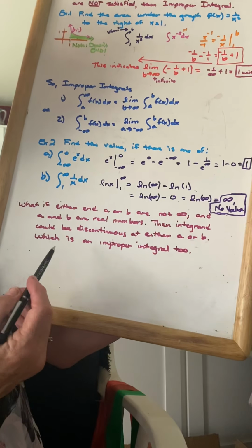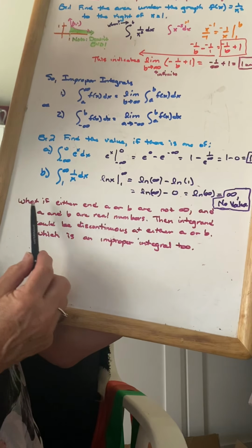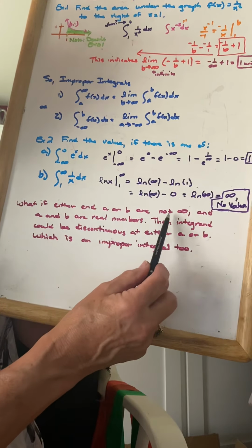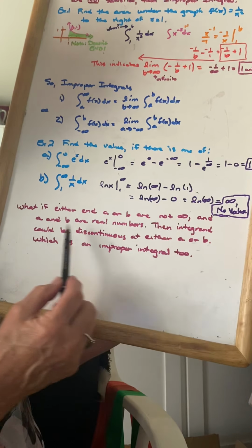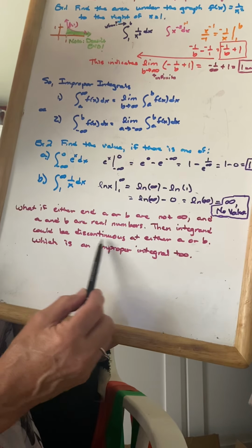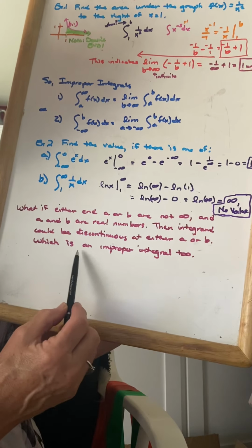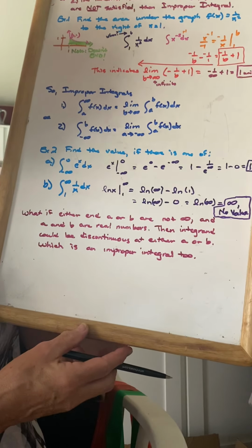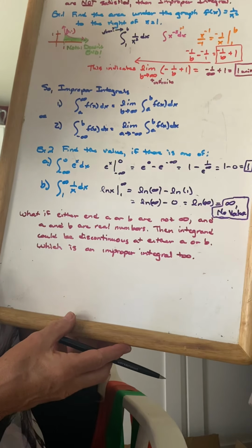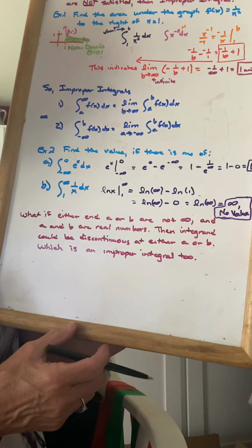What if either end a or b is not infinity and a and b are real numbers? Then the integrand could be discontinuous at either a or b, which is another way to make an improper integral. So we're going to cover that one on the next board. I'll let you look at this for a minute more.